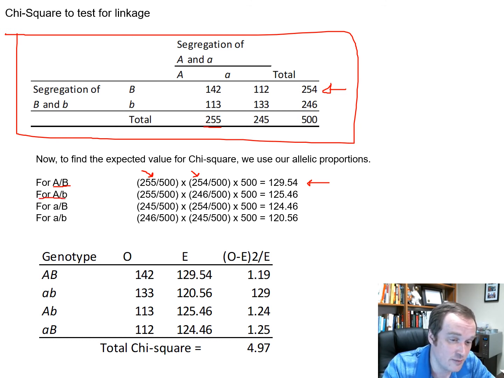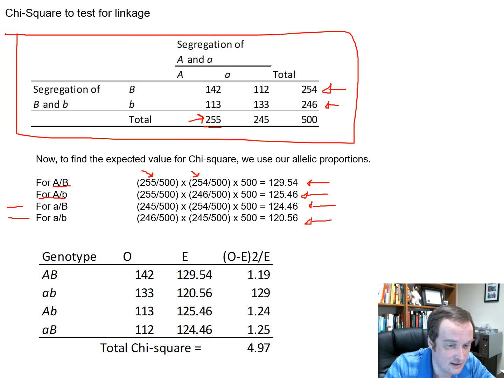Next, we do it for big A, little b. So we take the big A row again, 255. We take the little b row, which is 246 over here. We enter that into our equation, 255 and 246, times our whole population, and we end up with 125.46. And we continue to do that for our last two, little a, big B, and little a, little b, and we get our expected values down here.